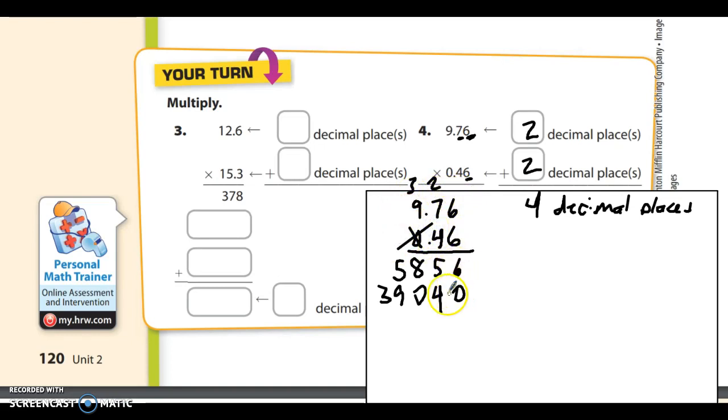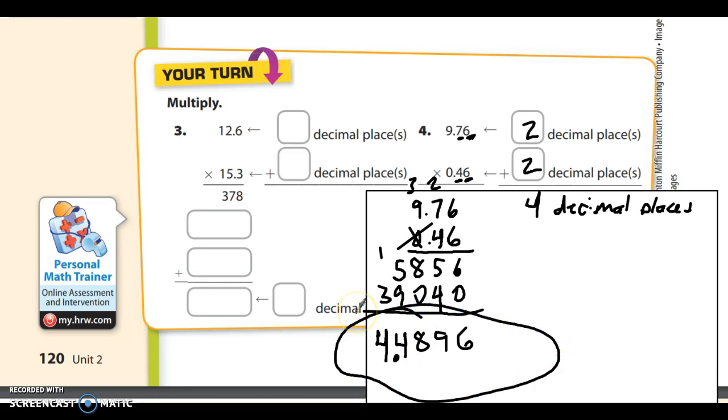Now I'm going to add. 6 plus 0 is 6. 5 plus 4 is 9. 8 plus 0 is 8. 5 plus 9 is 14. 3 plus 1 is 4. And then I'm going to count over 1, 2, 3, 4. Start here. 1, 2, 3, 4. Your answer is 4 and, this is the answer that goes in the bubble at the bottom, 4 and 4,896 10,000ths. How could we check for reasonableness?